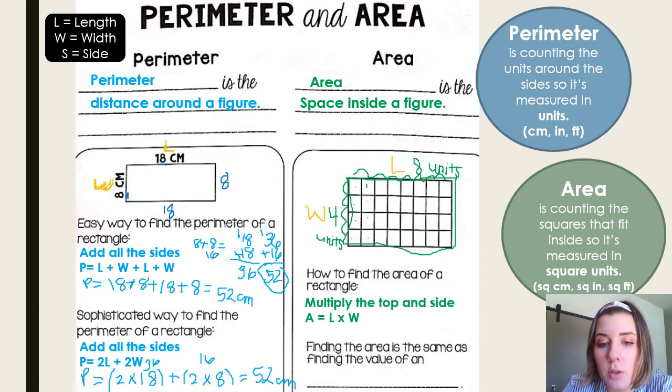So now we're going to multiply. Area equals length times width. The length, 8, times the width, 4.